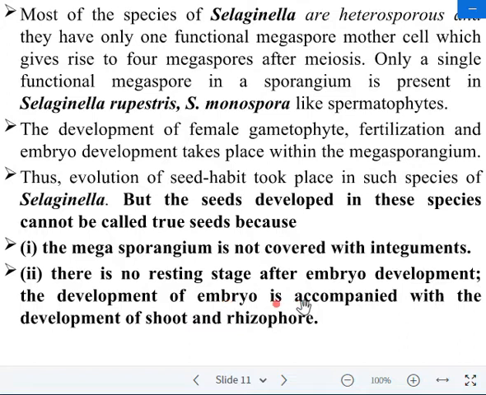The development of the embryo is accompanied with the development of shoot and rhizophore. In case of fern, after the fusing of male and female gametes, the zygote is developed, and no resting period has been reported during embryogenesis. But in case of seeded plants, it has been observed that after the formation of the zygote, the zygote remains at rest stage for some time, and after the resting period it develops the embryo.